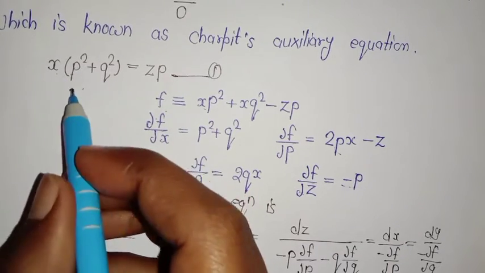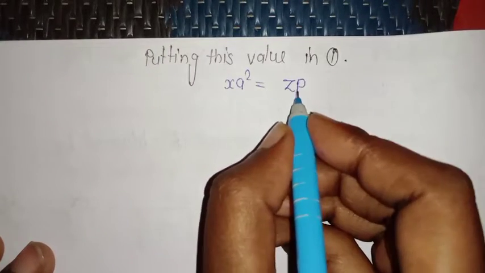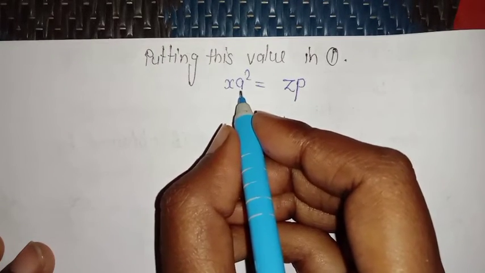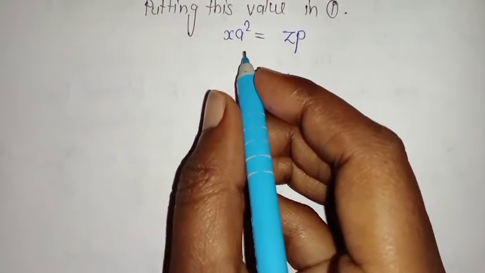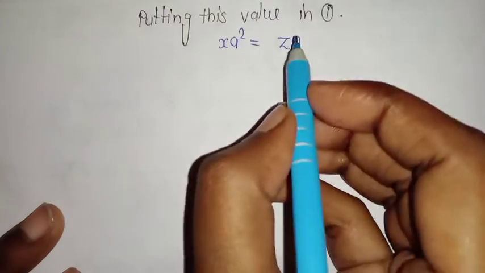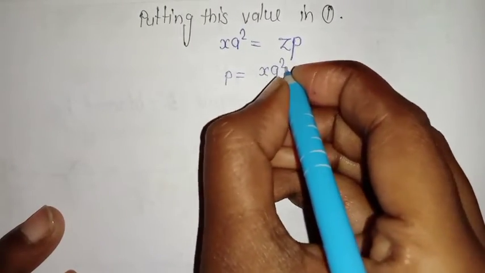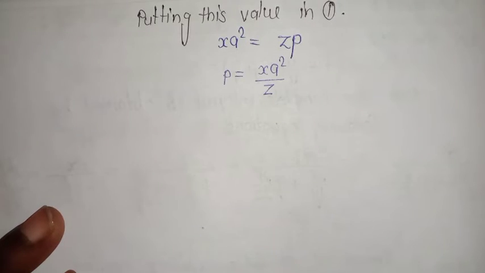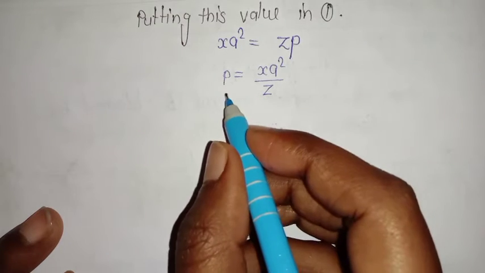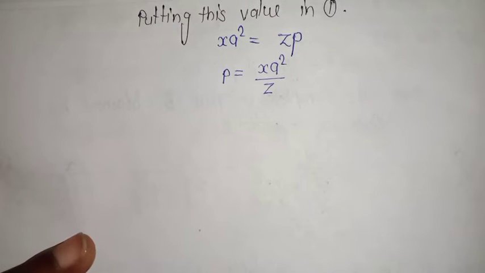So after putting it, equation 1 becomes x a square is equal to zp. In place of p square plus q square, I have written a square. So this is the solution. Now we can find the value of p from here, and p is equal to x a square by z. Since we know that the solution is p dx plus q dy, we have to find the value of p and q separately, so that we can put and solve to find the general solution or complete integral.